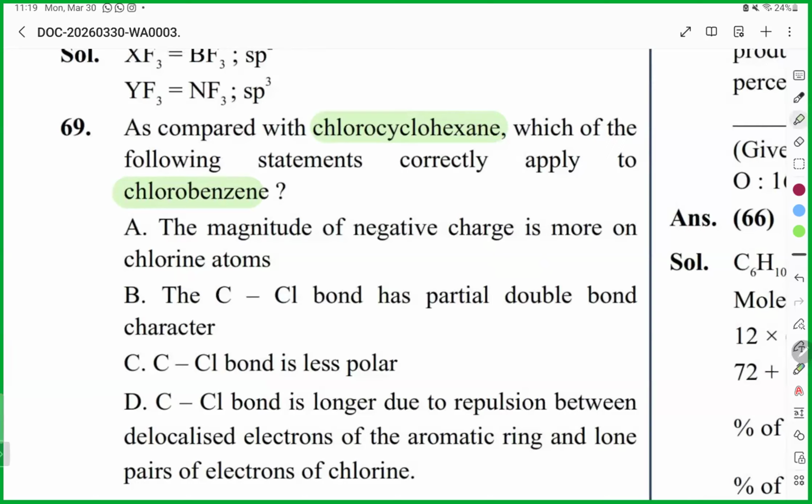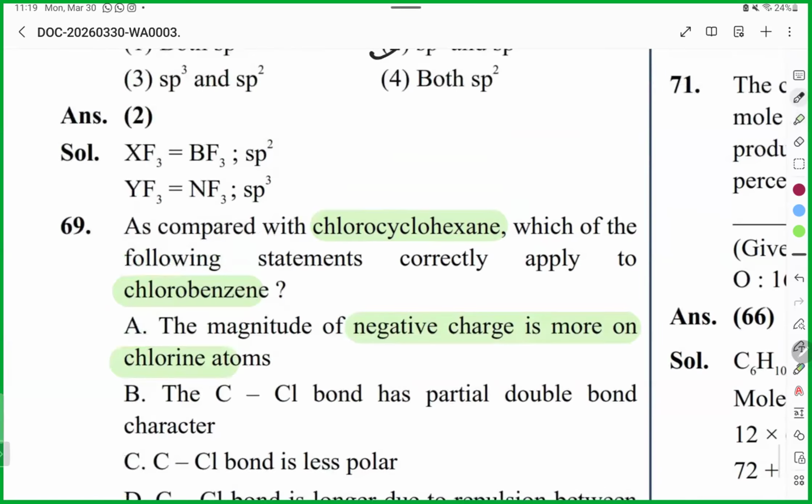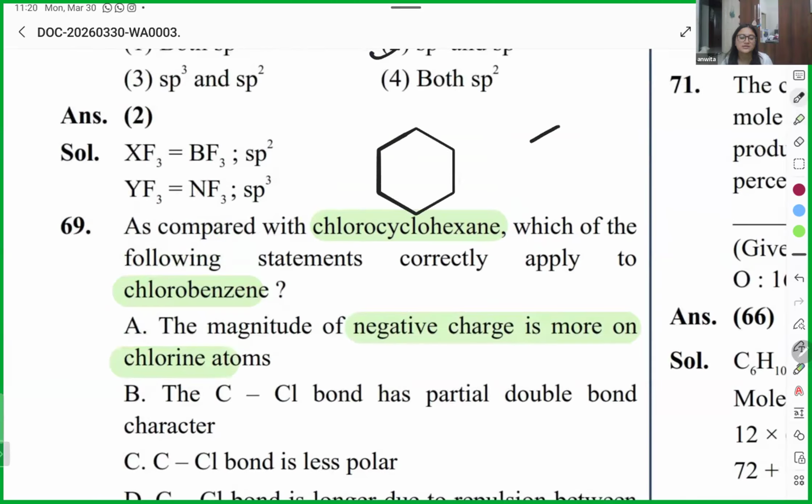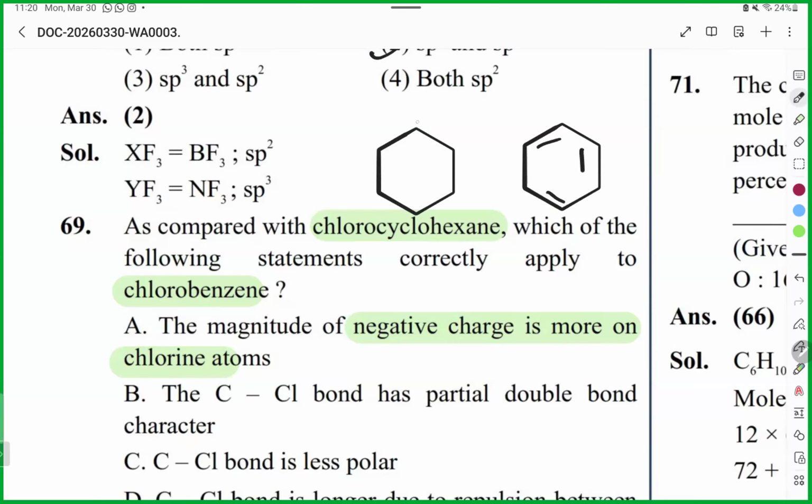Magnitude of negative charge is more in the chlorine atom. So what are we comparing chlorine to? Chlorobenzene with chlorocyclohexene. They're asking whether the negative charge on chlorine is more in chlorohexane or chlorobenzene. This is chloro, this is chloro. Compared to the first one, in the second one it is saying more negative charge on the chlorine. Is this correct?